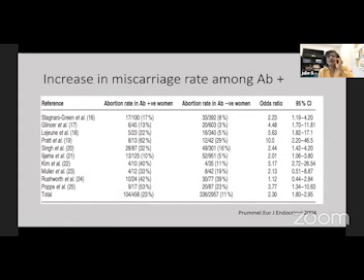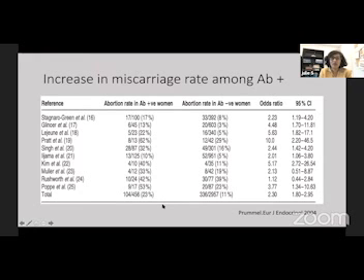So there is an increase in miscarriage rate. This is a meta-analysis looking at several studies, looking at the rate of abortion or miscarriage in antibody positive euthyroid women compared to antibody negative euthyroid women. And as you can see, the miscarriage rate is much higher in this group of women with positive antibodies, though they are euthyroid, compared to antibody negative women.